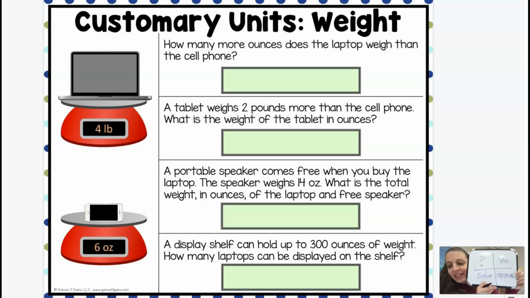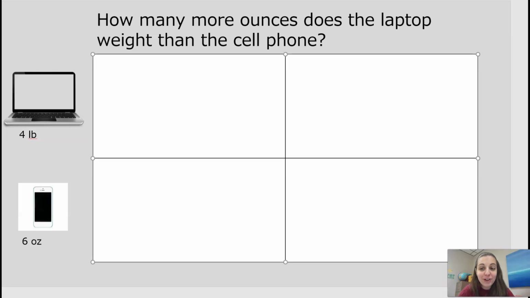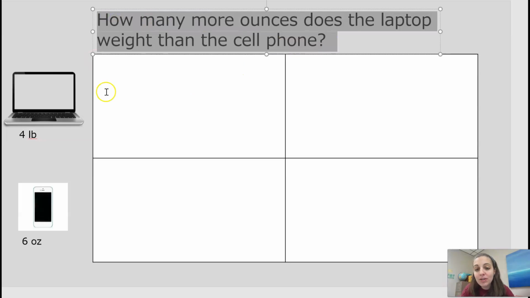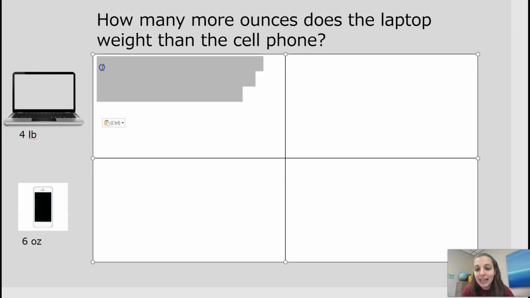Okay, so I'm gonna do the first word problem with you. How many more ounces does the laptop weigh than the cell phone? I have copied the word problem here for you, so let's do it together. I want you to copy everything in your math journal, so we are doing it together, okay? Remember, we have here the cross, and in the first box, we have to copy the question. What is the question? The question is, how many more ounces does the laptop weigh than the cell phone? So I'm going to copy this question and stick it here.